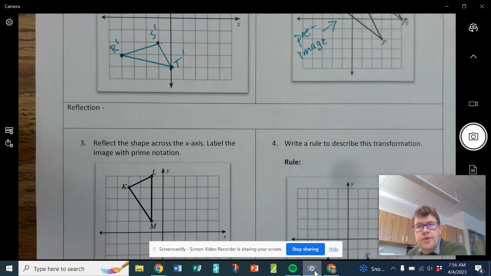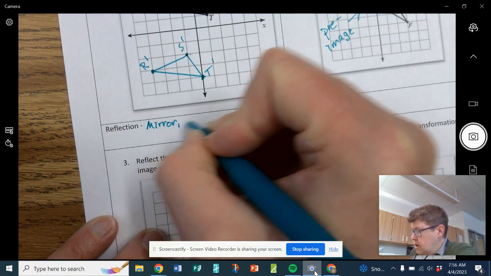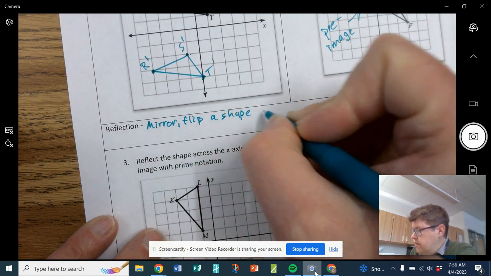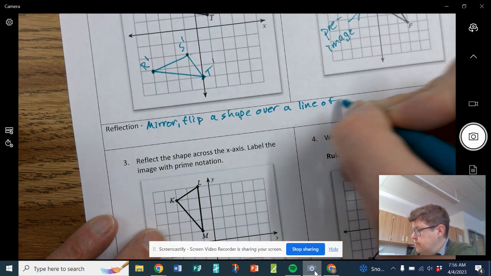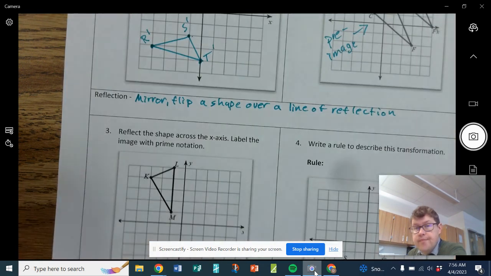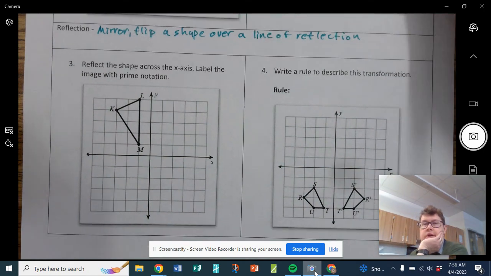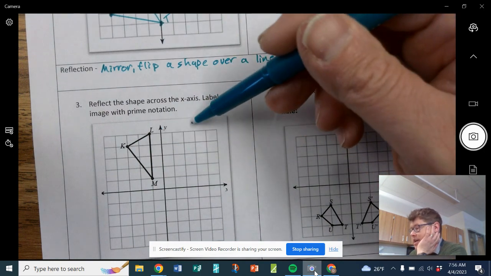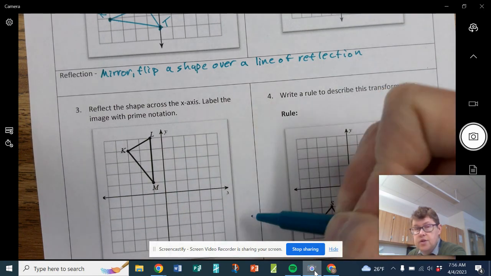Okay. So a reflection is when you mirror or flip a shape over something called a line of reflection. Lines of reflection can be x-axes, they can be y-axes, they can be vertical lines, like this would be x equals 3, or y equals -2.